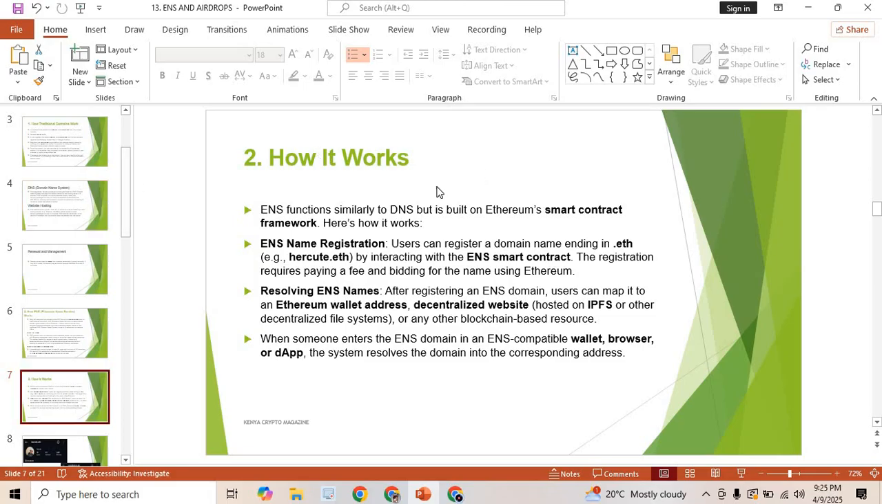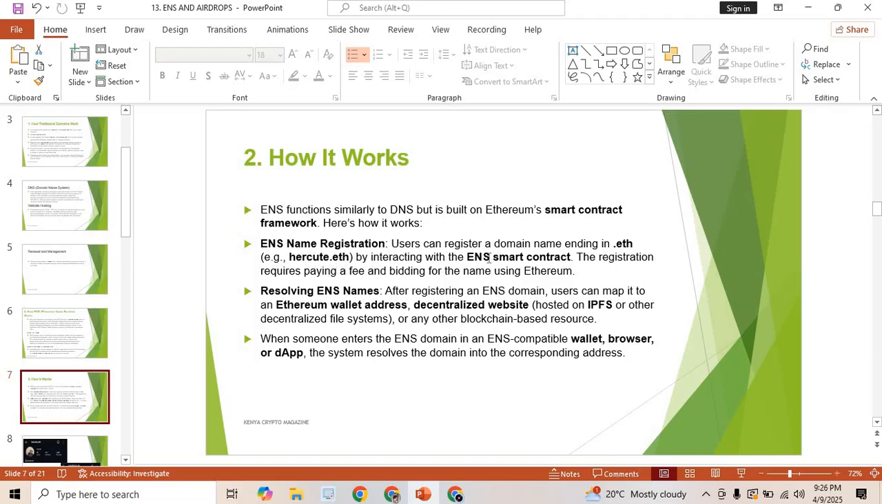So ENS, how it works, let's go back to this part. That was just a refresher. How it works, the ENS functions similarly to the DNS, but it is built on the Ethereum smart contract framework. And this is how it works. Number one, just like we said with the DNS, you need to register a domain name. Remember when we said that you need to register kenyacryptomagazine.com? That's the same thing. In ENS, you need to register a domain name, and because it's on the Ethereum ecosystem, it must end with .eth. For example, Hercute.eth.